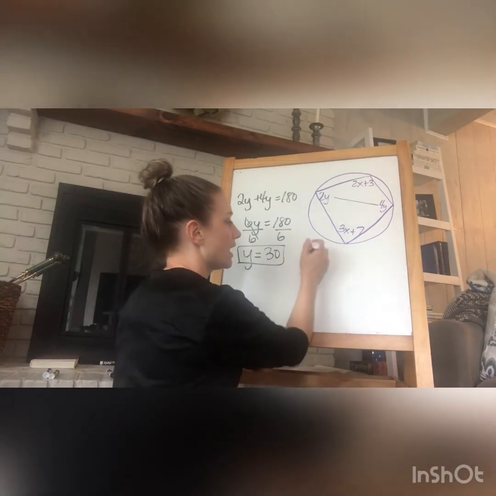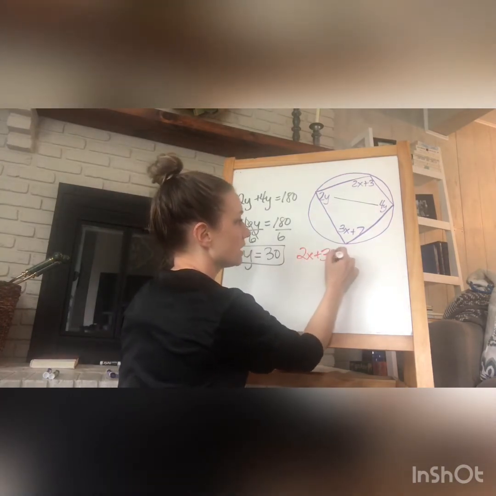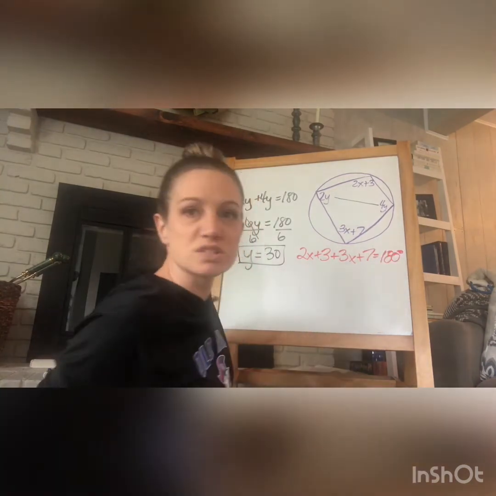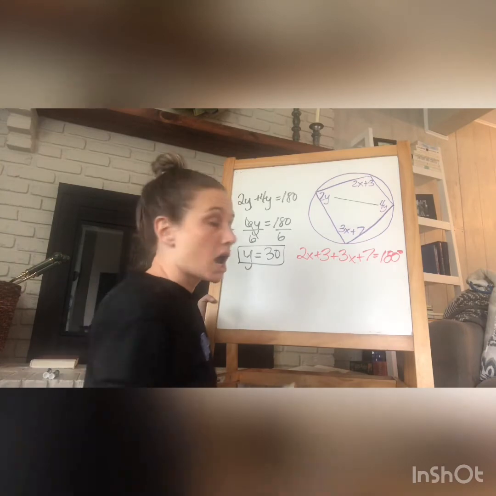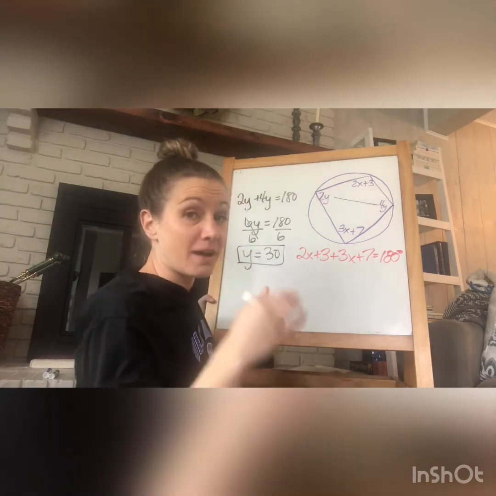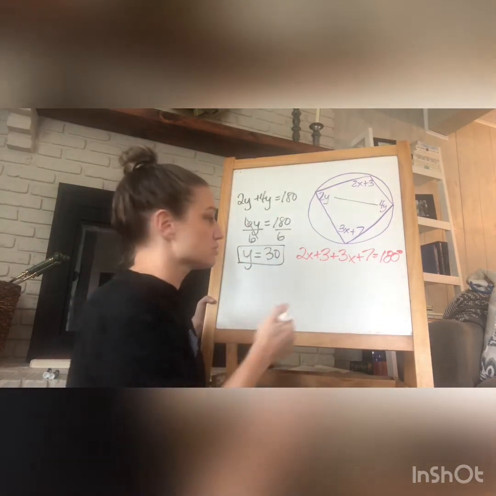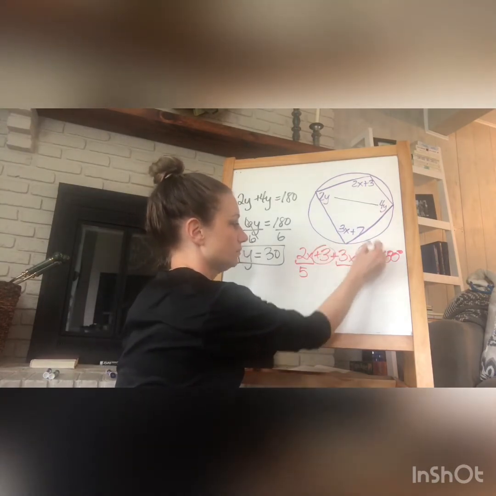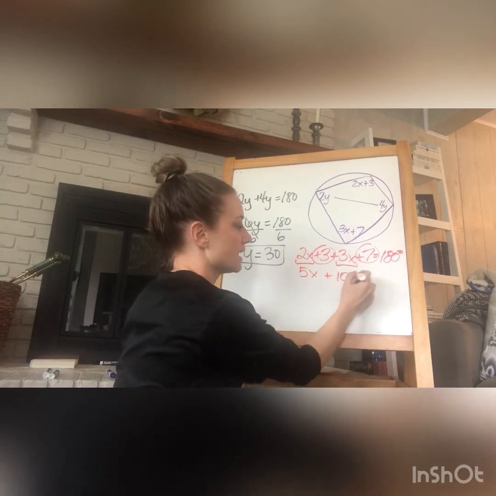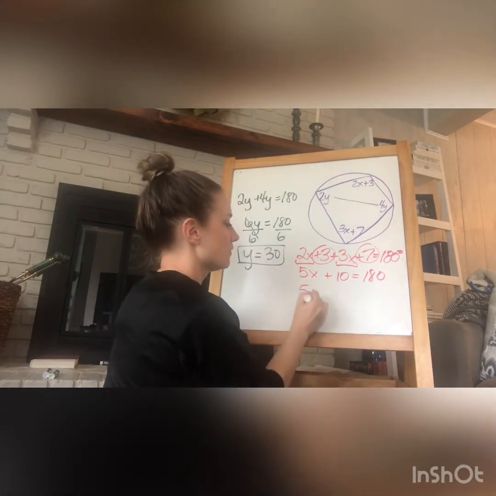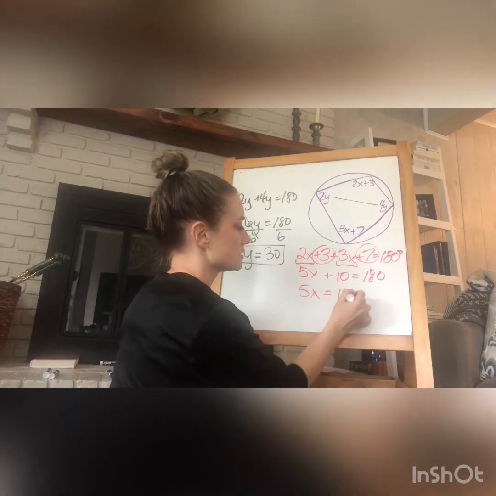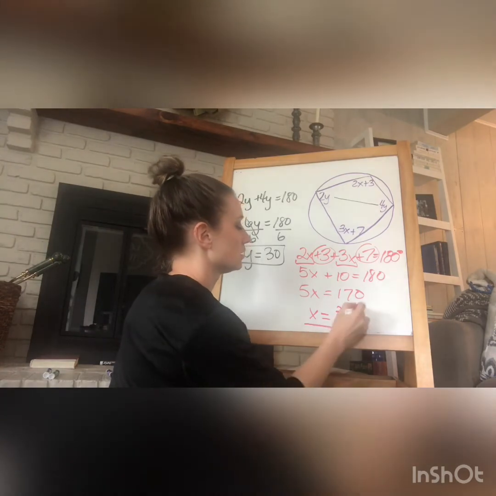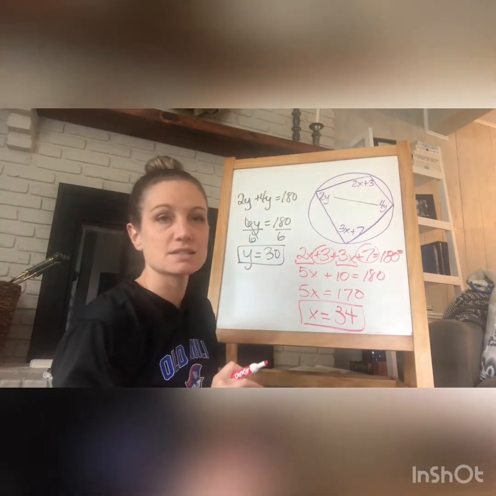Next one, I have 2x plus 3 plus 3x plus 7 equals 180 degrees. Don't set them equal. I will guarantee you that part of a multiple choice would be what the answer would be if you set them equal to each other. I combine like terms. And I have 5x plus 10 equals 180. 5x equals 170. So that means x is going to be equal to 34. And I'm just solving for x.